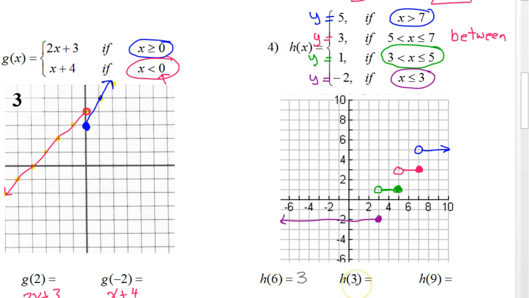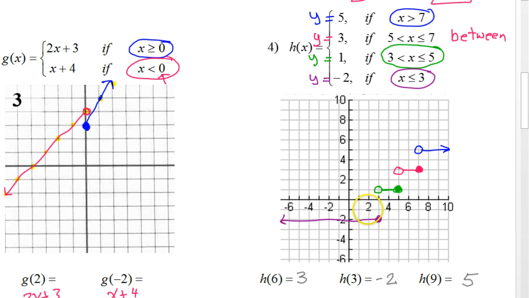Now, what about 3? Now, I see 3 is mentioned in both of these. But 3 equals 3. So I'm going to use the bottom function. So that means the answer will be -2. It's just a constant, so that's automatically the answer. What about 9? 9 is greater than 7. So I'm going to use the top function, and it's just a constant, so the answer is automatically 5.